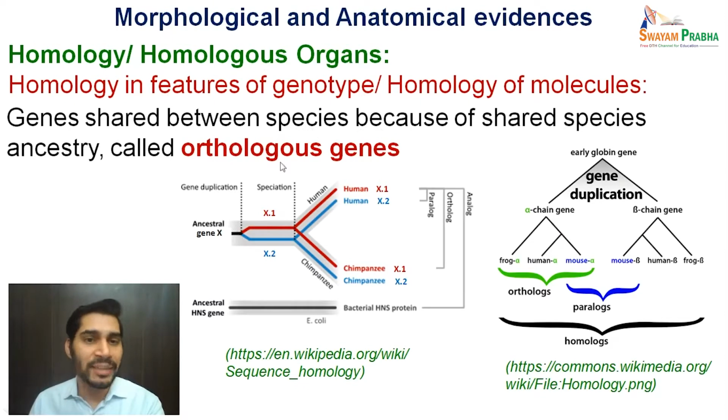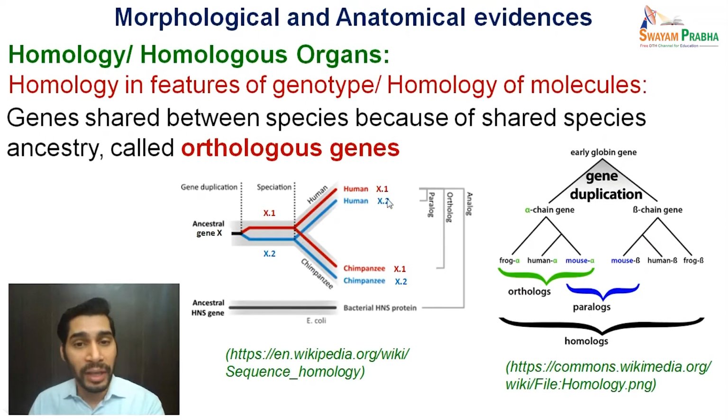Let us try to understand it with a simple example here. Let's assume there is an ancestral gene X which has undergone a process called gene duplication. So it has made a copy of its own. And now the two copies have been named X.1 and X.2. With time, there is a process of speciation. So this X.1 is present in humans. It has also passed on to another species, say chimpanzee. And same is the case with X.2. So one copy is in the human lineage, another copy is in the chimpanzee lineage.